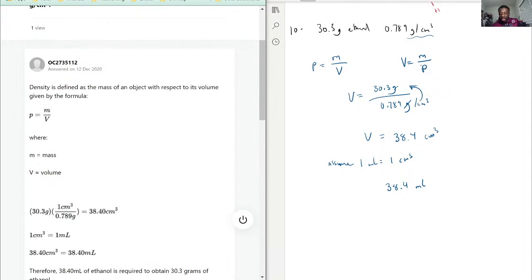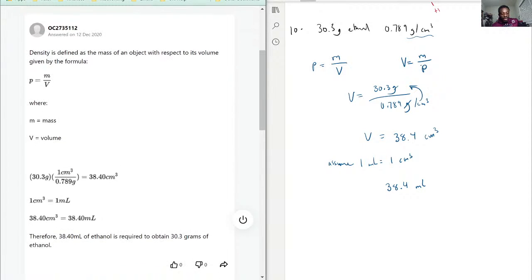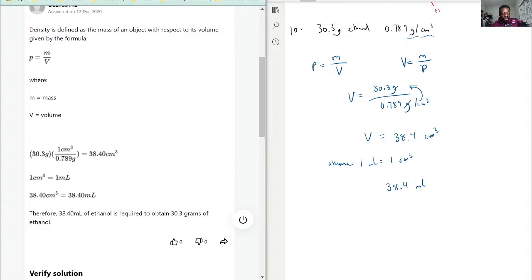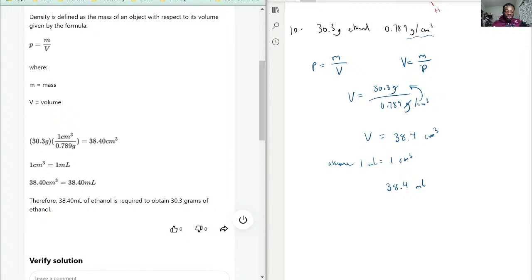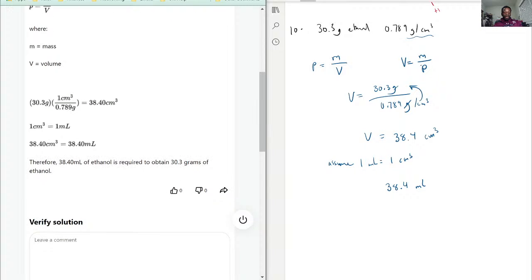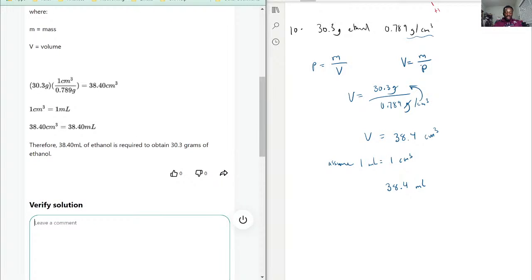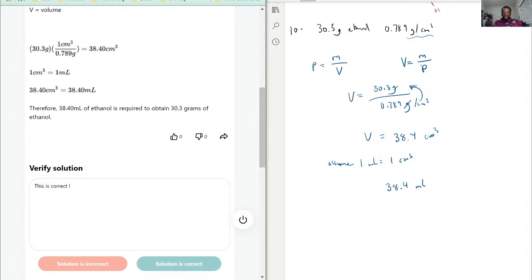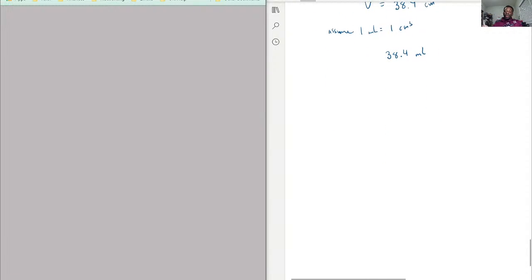So exactly, they make the same assumption here and they're able to say, yep, 38.4 mL. So 38.4 mL of ethanol is required to obtain 30.3 grams of ethanol based on the density given, and we're able to rearrange the formula to where we're looking for volume now. So that being said, this is correct.